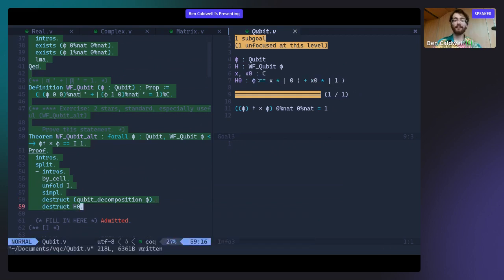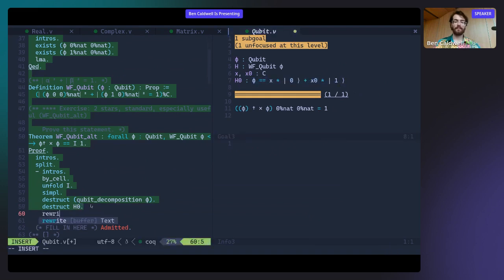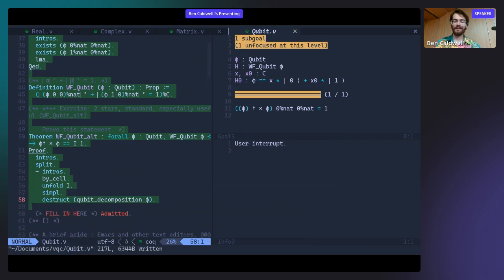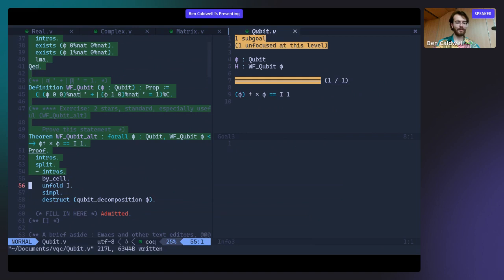Right, and so now we can turn this into this thing. Oh, it doesn't like that. Oh, because it's a strict equality now. Sorry. That won't work actually, because we've done this by cell. Are we able to do this earlier?